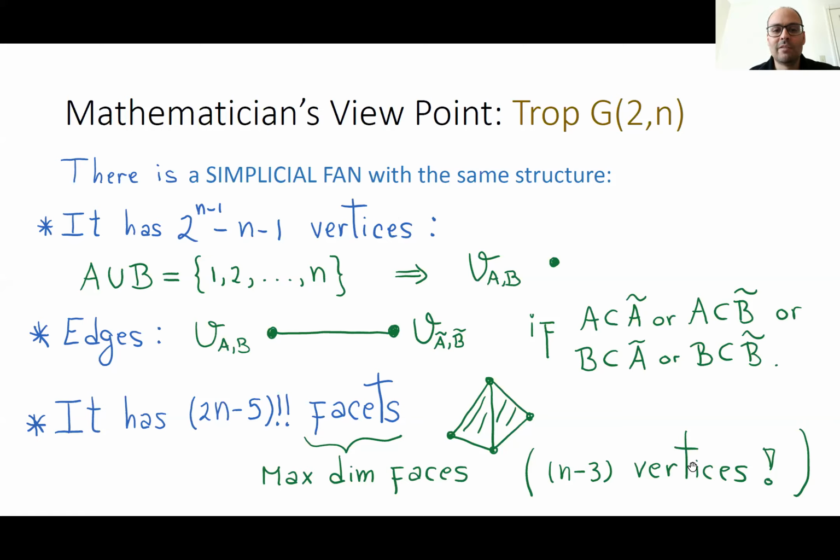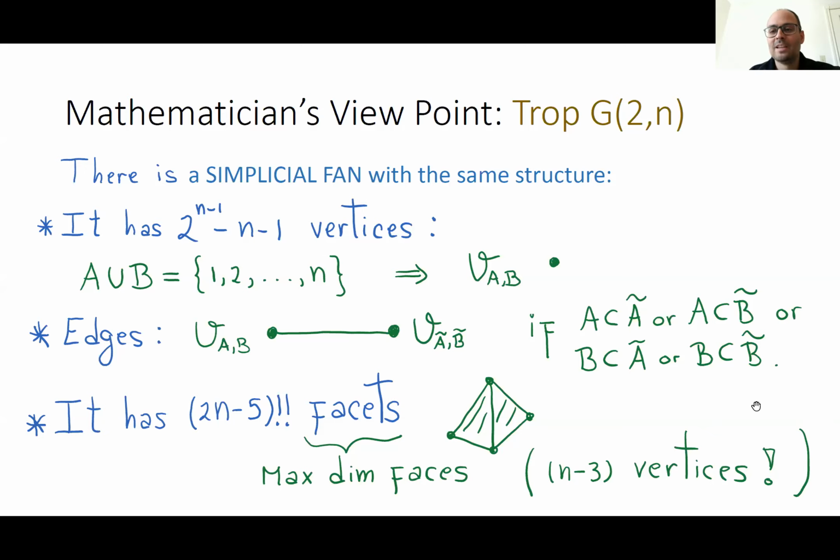It's a simplicial fan that we call the tropical Grassmannian G2M. It has precisely this number of vertices, also in correspondence with partitions of n elements into 2 sets, and edges connecting two vertices every time one of these conditions is satisfied. Moreover, they would say that they have (2n minus 5) double factorial facets, this object. These are the maximal dimensional faces, and they are made out of n minus 3 vertices.